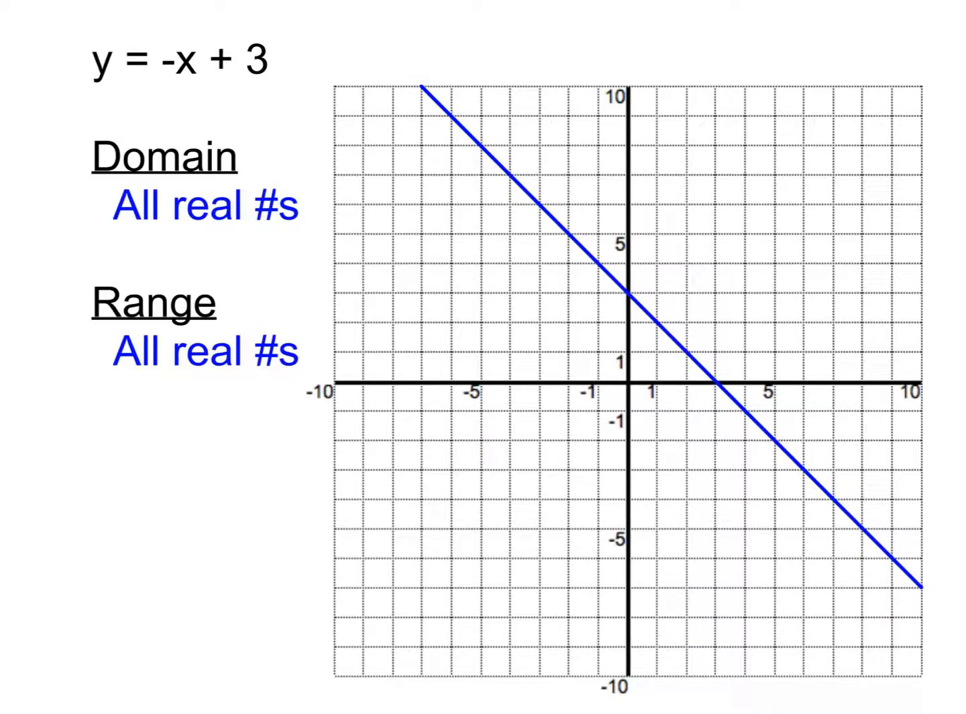Now, the beautiful thing is that that's going to be true for any linear equation as long as it's not a horizontal or a vertical line. So as long as it's not horizontal or vertical, your domain and your range will always be all real numbers for a linear equation.